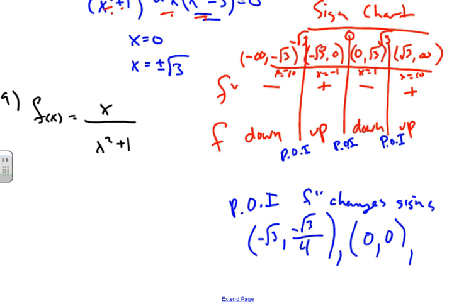And then we have the square root of 3. Plug that on top, we have square root of 3. And then plug in the bottom, we once again have 4. So these are our 3 points of inflection.